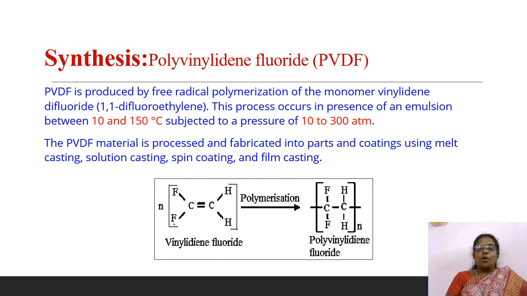The material is processed and fabricated into parts by a lot of different methods of casting. One is melt casting, solution casting, spin casting, and film casting. Any of these methods can be used to form the polymeric material.